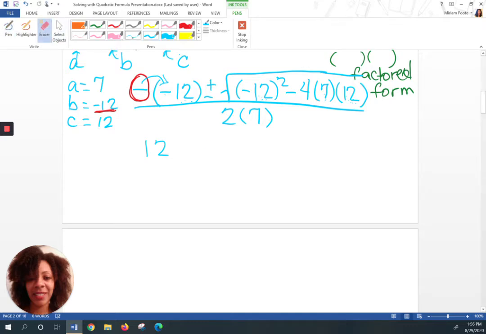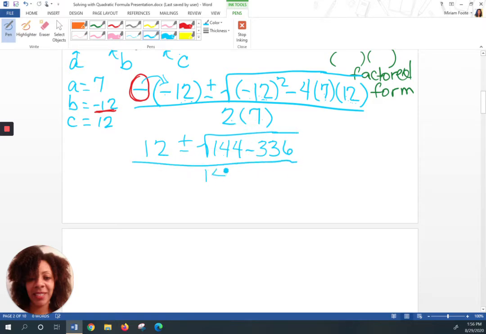And I'm doing plus or minus because these are 2 different equations, but I'm doing them all at the same time until I get to the end. So negative 12 times negative 12, that's what negative 12 squared means, is 144. In your calculator, do not forget the parentheses or you will not get a positive 144. You will get a negative 144, which will be incorrect. Pay attention to your parentheses. All of this is divided by 2 times 7, which is 14.